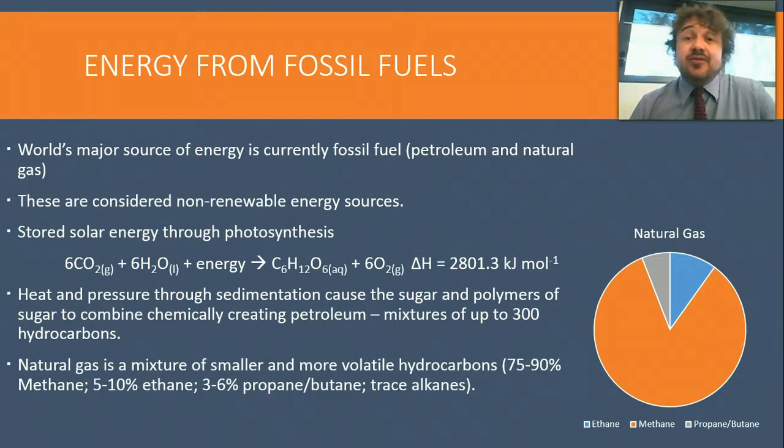Okay. So natural gas. Natural gas itself is a mixture of smaller and more volatile hydrocarbons. Remember, they're smaller hydrocarbons, so their melting point is a lot lower, and their boiling point is a lot lower, so their gas is easier. They're more volatile. So 75 to 90% of it, depending on where you go, is methane. 5 to 10% will be ethane. The ethane is not the useful one, remember that. And 3 to 6% will be propane or butane. And there'll be trace alkanes in there as well.